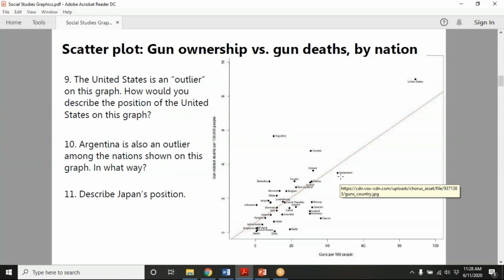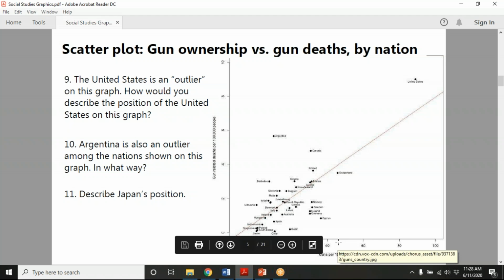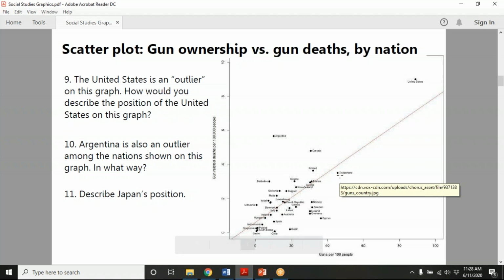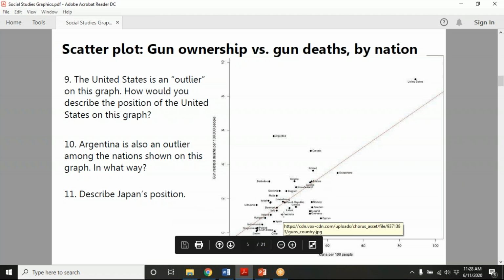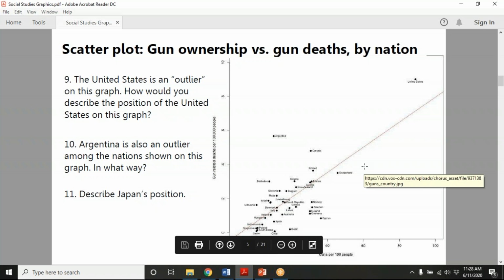Switzerland, you could look at Switzerland. It has a lot of guns, maybe around 50 guns per 100 people. But they keep their gun deaths down. Okay, describe Japan's position. Japan's down near the bottom. Very bottom. All the way to the bottom. It's almost like no guns at all, which results in no gun deaths.